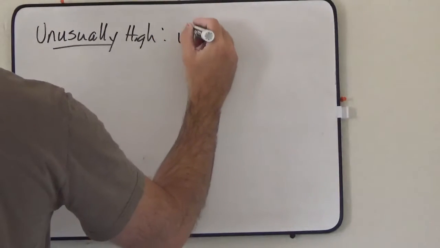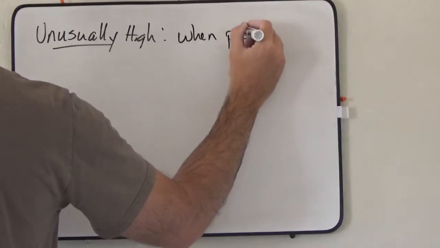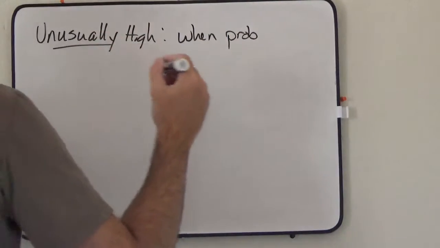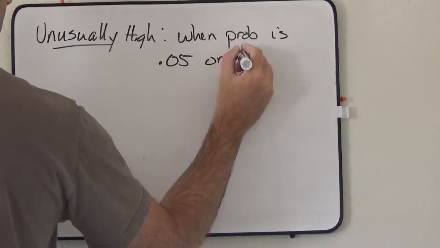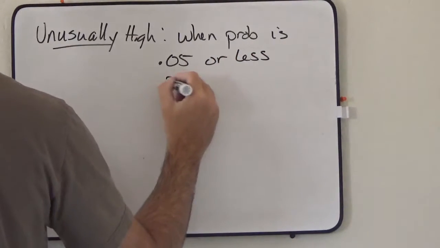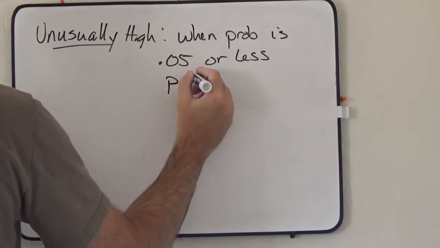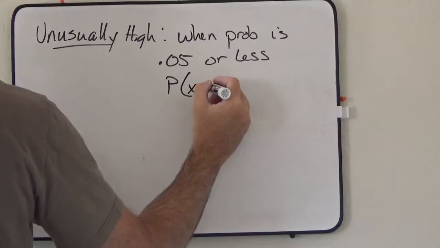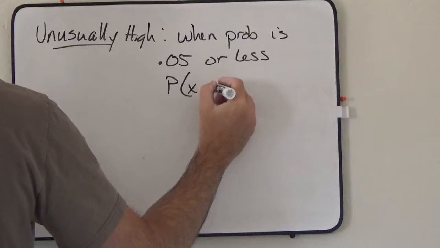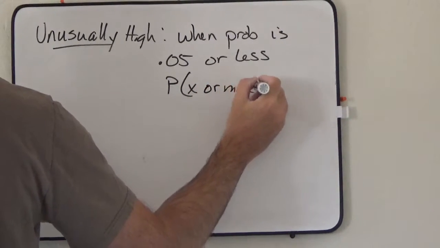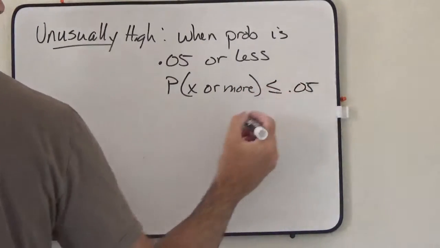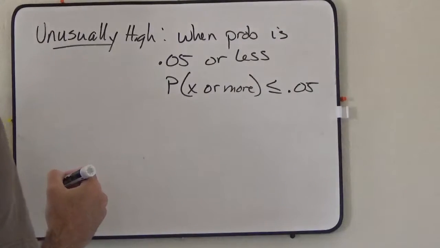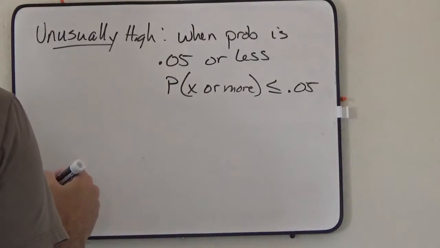This is when the probability is 0.05 or less. A short way of writing that is the probability of x or more is less than or equal to 0.05. That's a shorthand way of writing what I explained here.